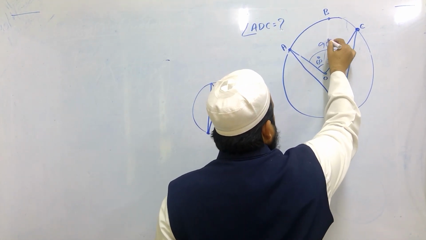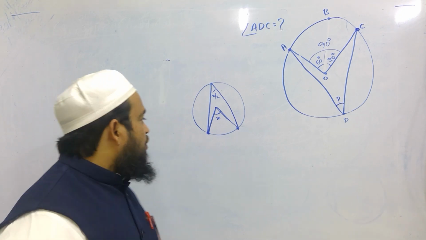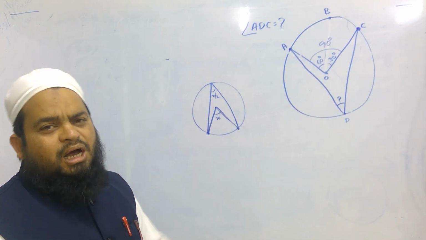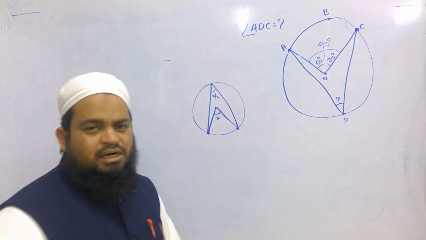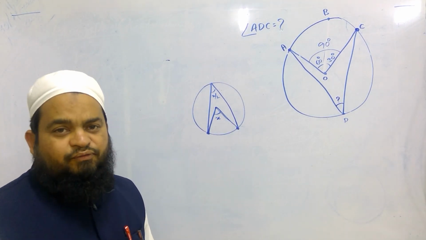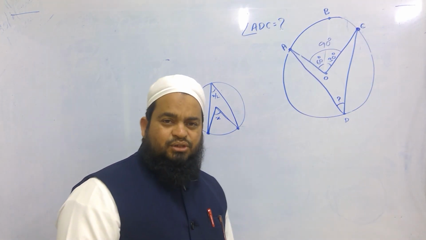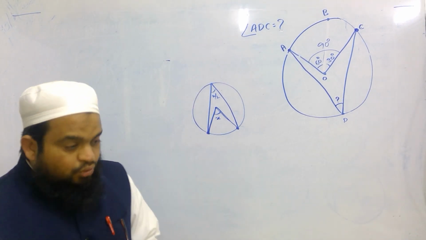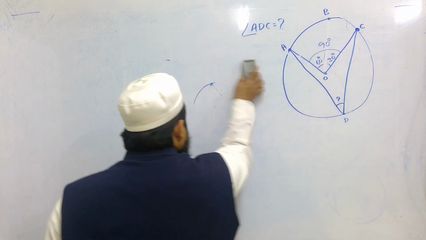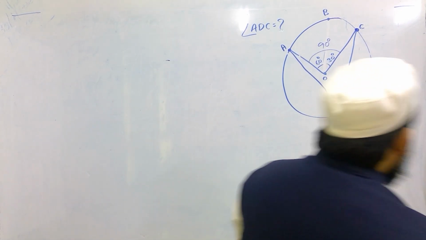This is 90 degrees. Now, when this is 90 degrees, what will be the angle over here? Half of the angle subtended at the center. So, half of 90 degrees will be 45 degrees. Is it right, my dear students? Understood? So, how to write the steps? Steps first, we have to write that.